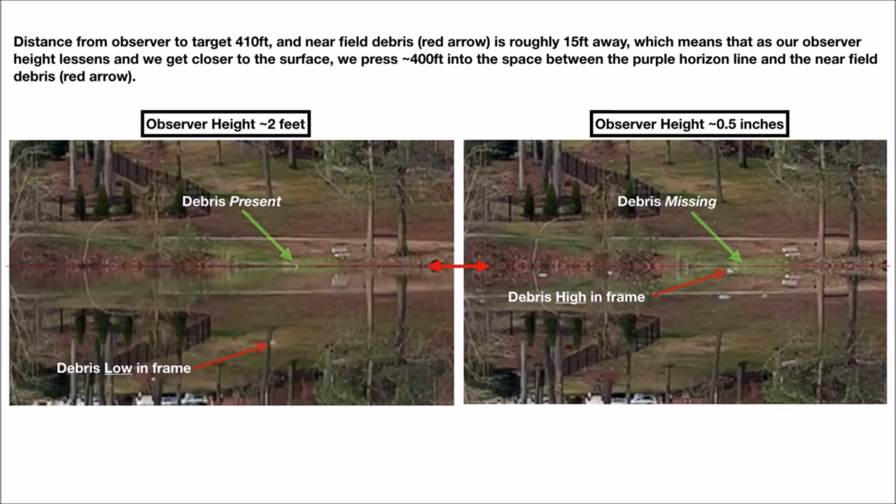So again, keep in mind that if this is, let's say, 10 to 15 feet away, and the distance between myself and the debris on the other side is 410 feet, then I am cramming 400 feet of information between the red tip of that arrow and the purple horizon line, which is a lot of information. And so what ends up happening is that your horizon shortens along the lower field, and whatever is there disappears into essentially a gap that's formed.